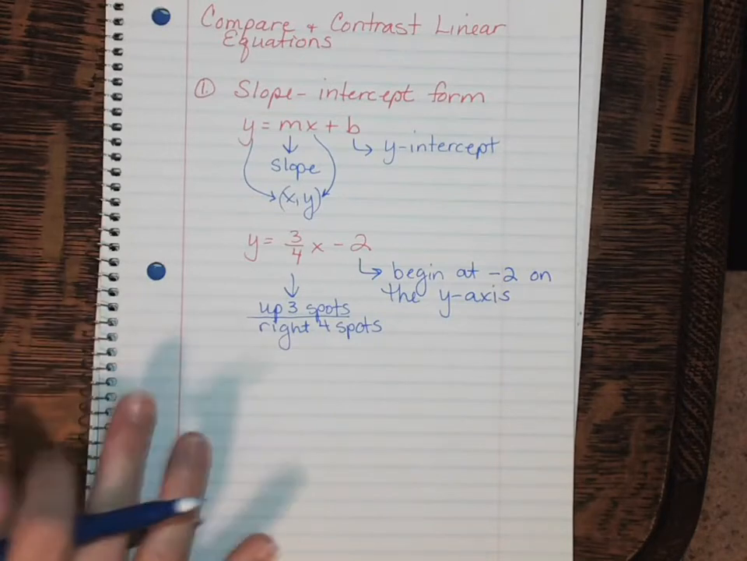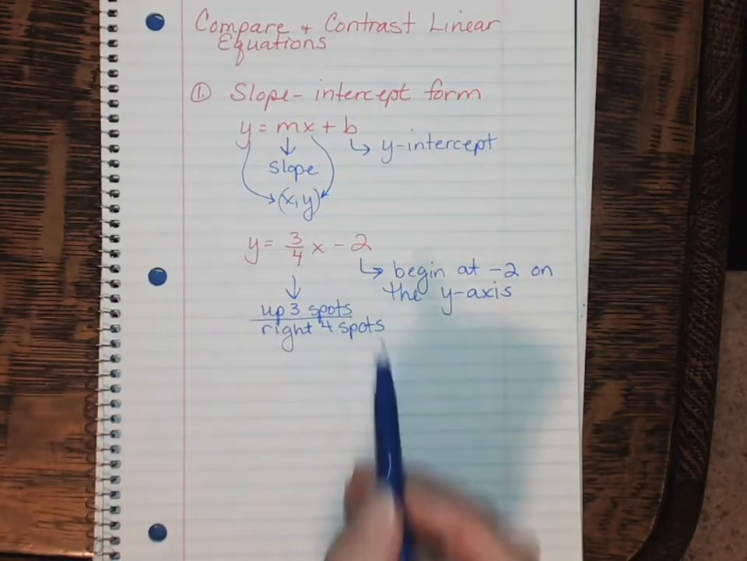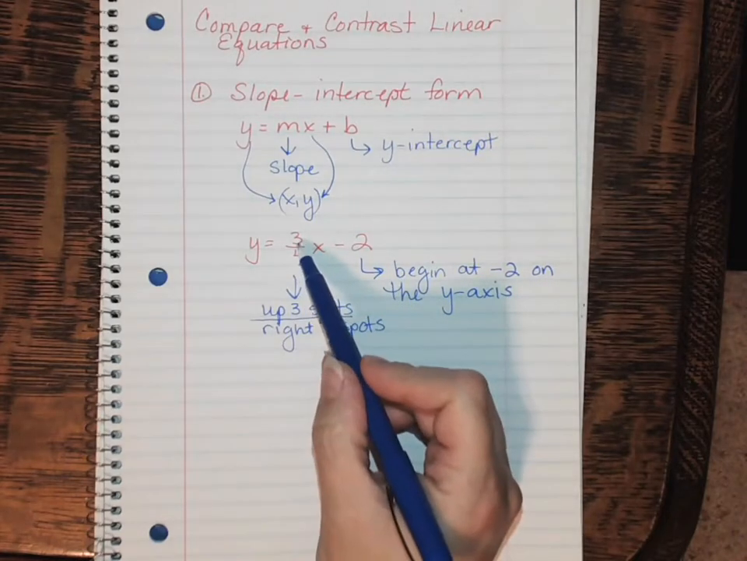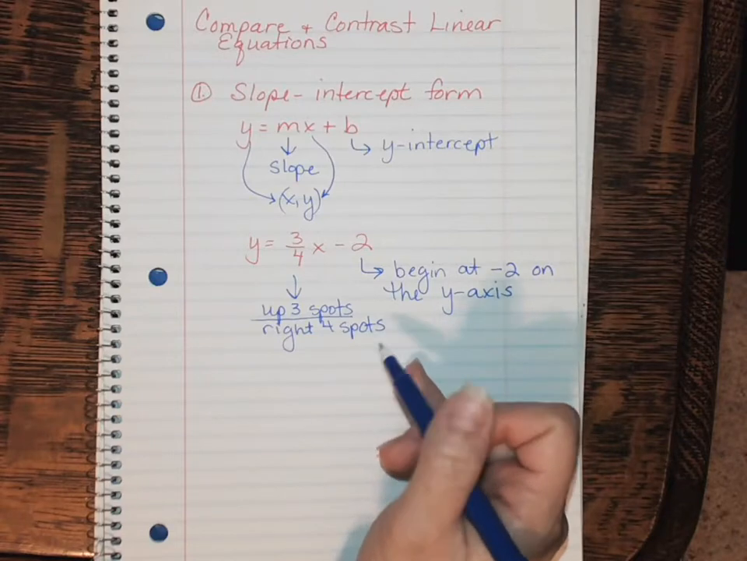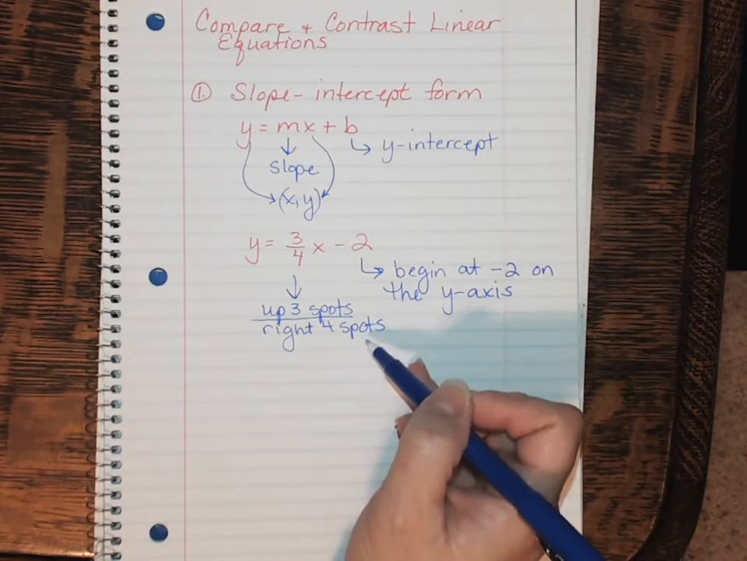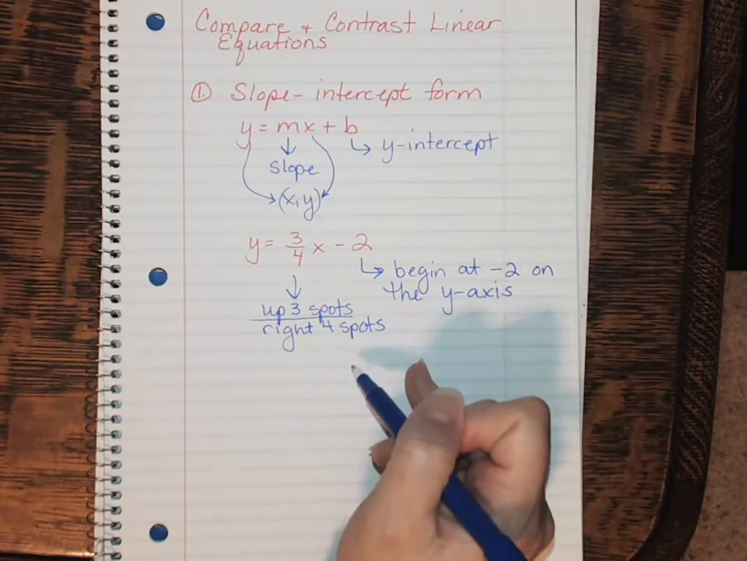Let's just make sure you can see that okay. So our rise is up 3 spots, and it's up 3 spots because it's a positive 3, and then our bottom number always tells us how far we're going to go on the graph, and we're always going to go right. You always go right, so 4 spots right.